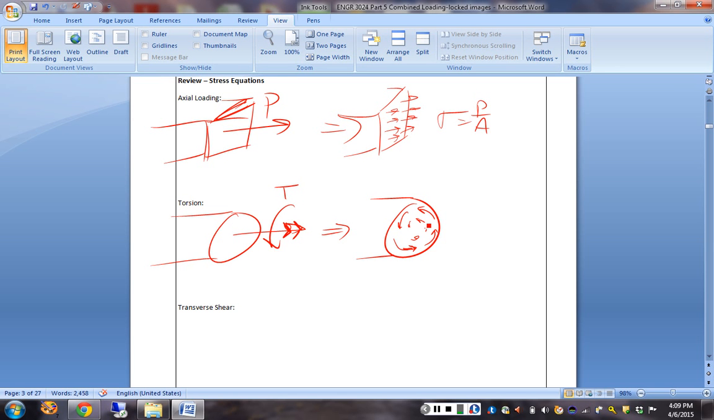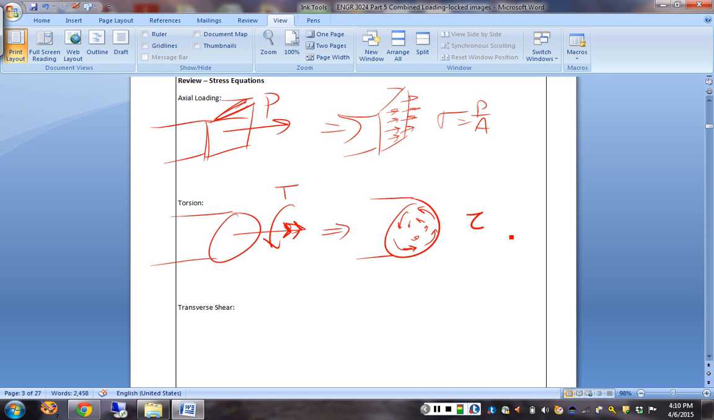And what's the governing equation for that one? That would be V over A. Nope, it's not. We've got an applied torque T. T over JG. That's how to get the angle of twist. So very, very close. We don't want the angle of twist from an applied torque. We want the stress due to the torque. That's the one.